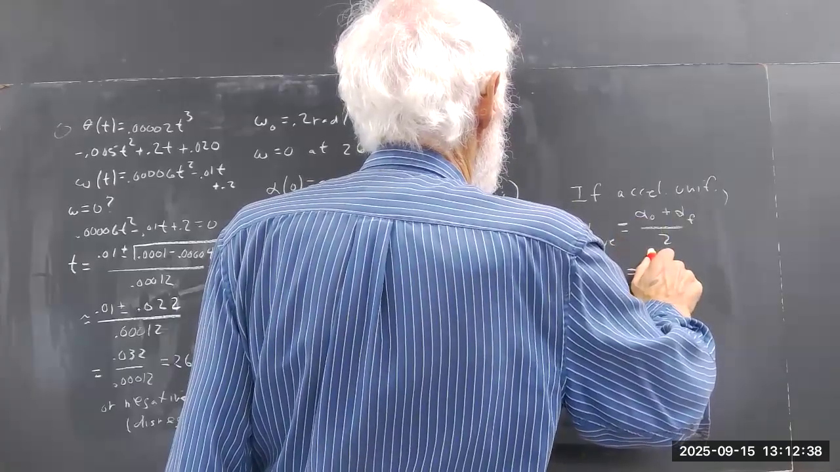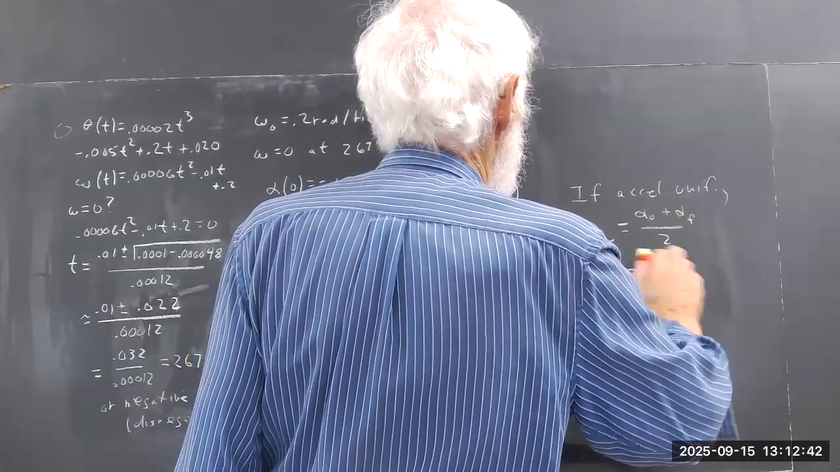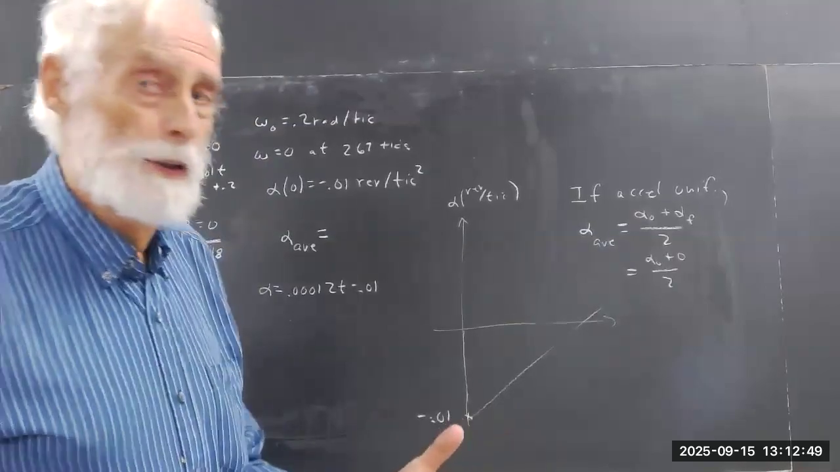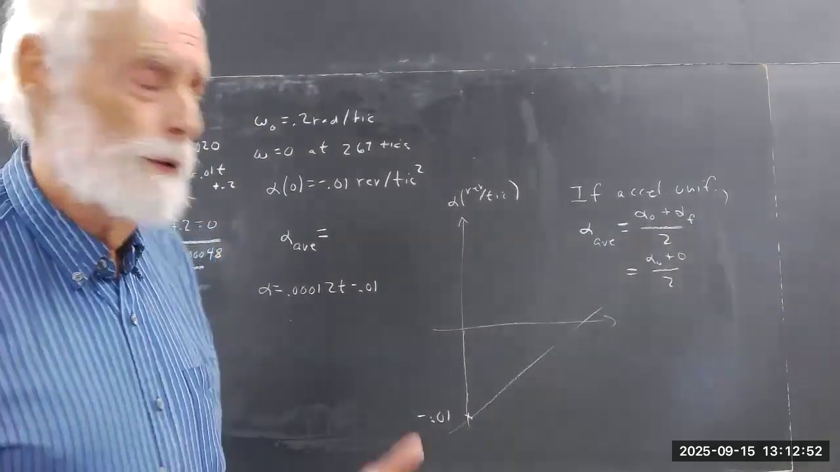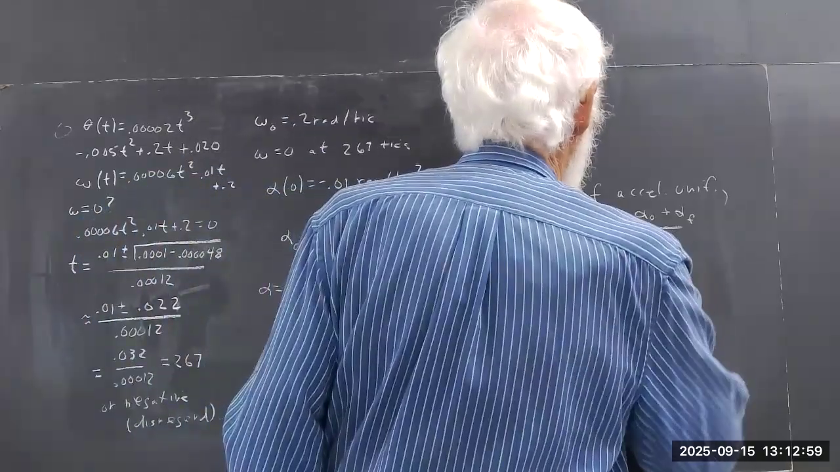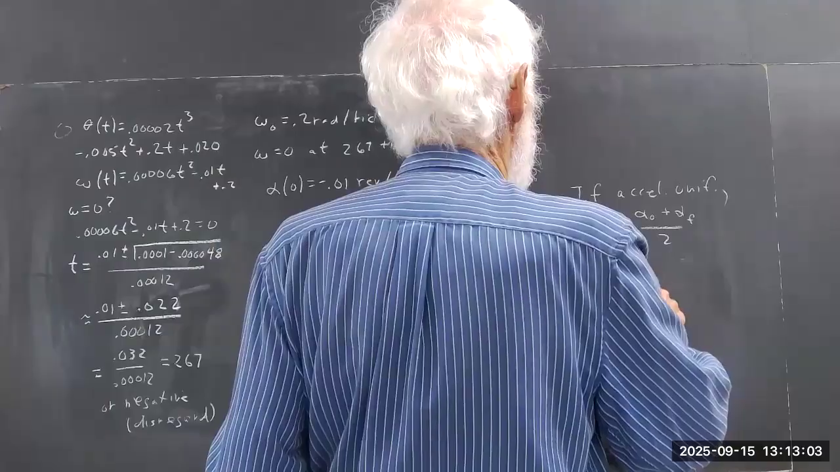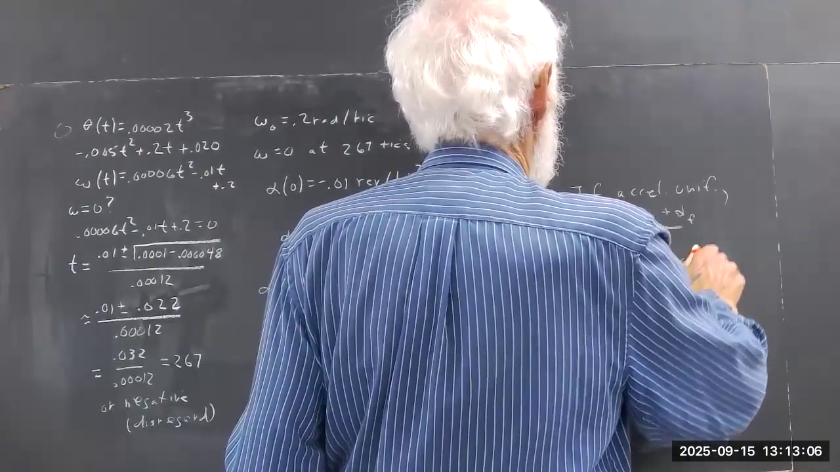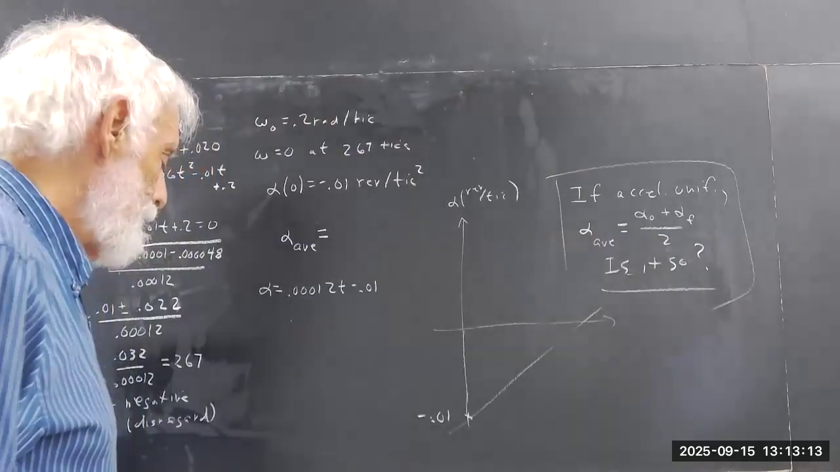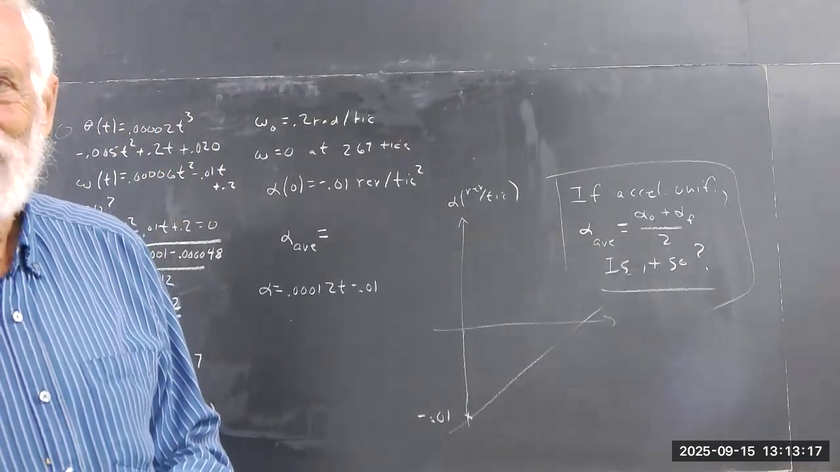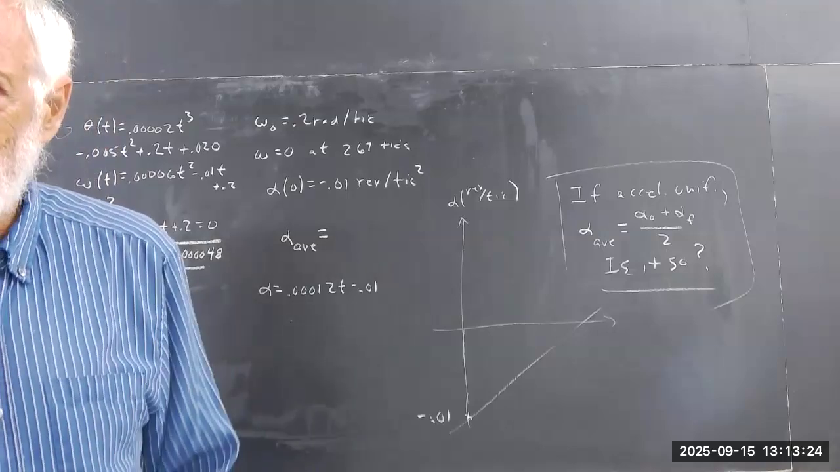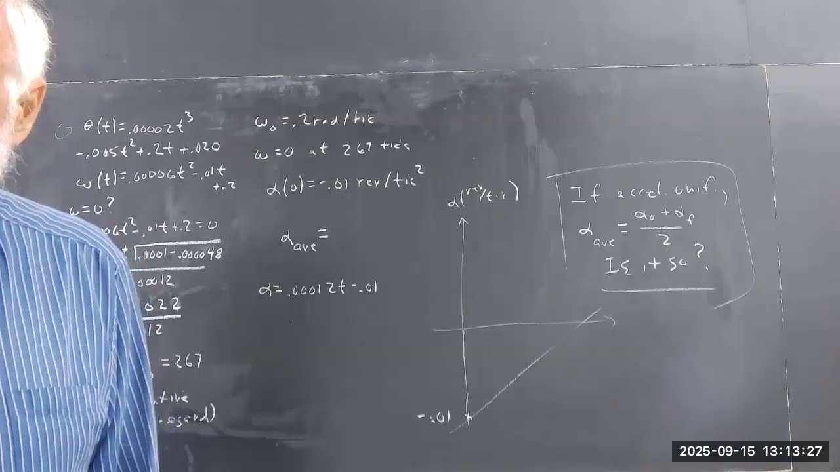And the average alpha would be the initial plus the final acceleration. Actually, I'm getting a final acceleration that's positive. And I apologize for getting messed up with these calculations. I tried to make them simple, but I overdid that. I had to do some more complicated calculations, and I imagine I messed something up, but apparently did.